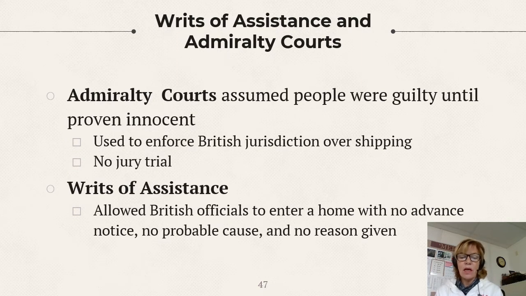Okay, so as I said, these admiralty courts did assume that people were guilty until proven innocent. Well, I didn't say that, but I talked about them. Also, they were used to enforce the jurisdiction over shipping. No jury trial. This was really a violation of people's rights as British citizens. Because if you look at the English Bill of Rights of 1689, it says that you're entitled to a trial by jury. So a lot of Americans thought that this was wrong. There's also these writs of assistance. As I said, British officials could enter your home. They didn't have to have advance notice, no probable cause, and they didn't have to give a reason. So colonists really felt as if their rights were being infringed upon.